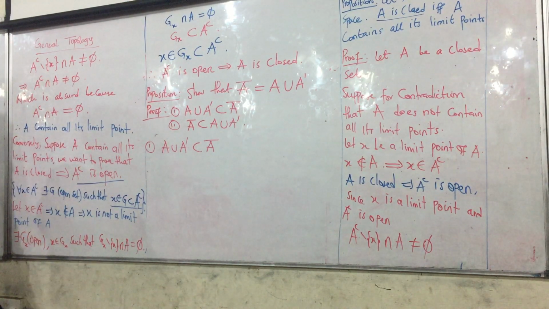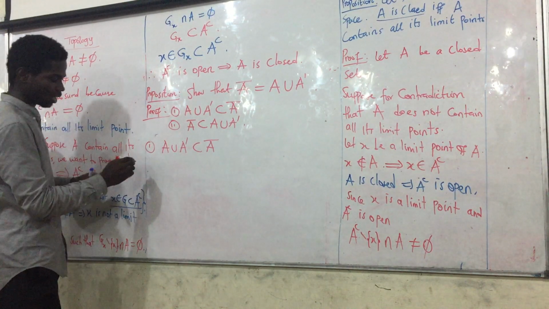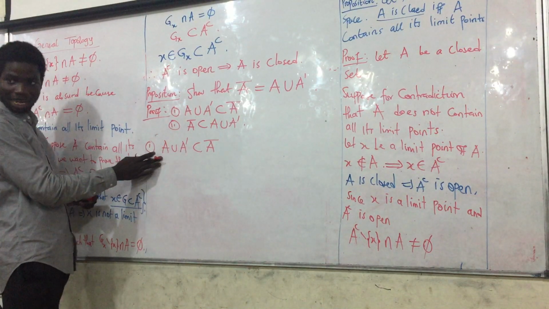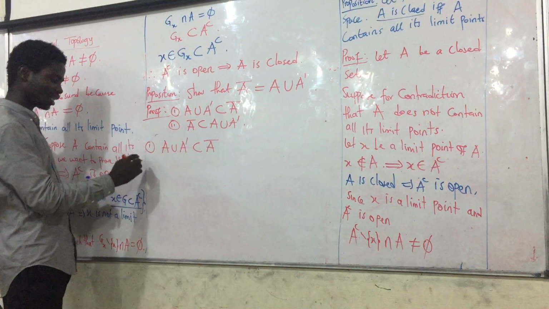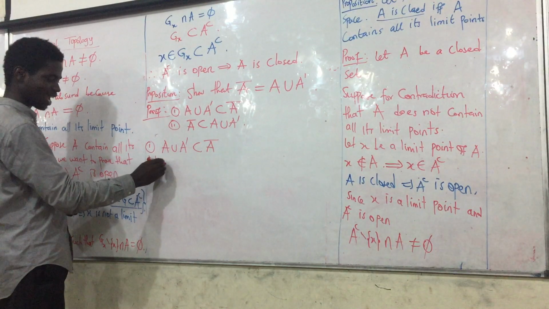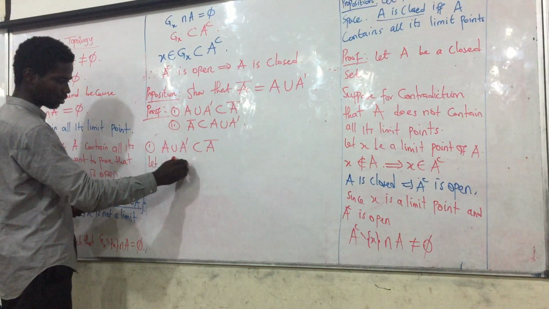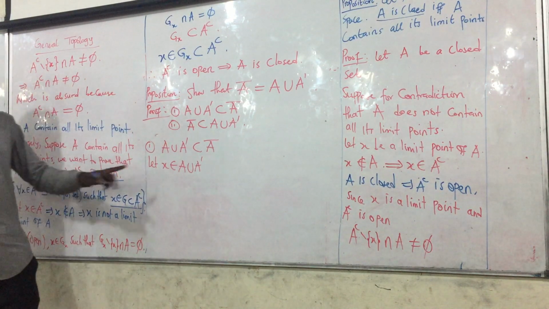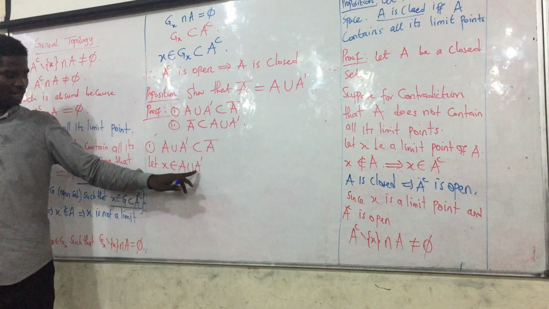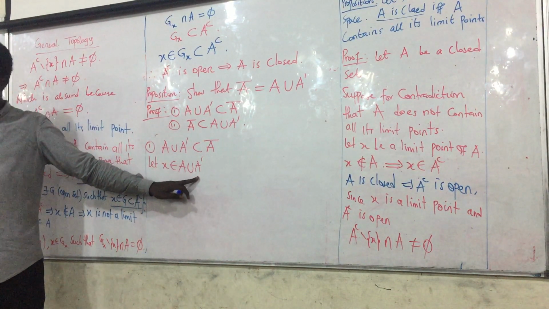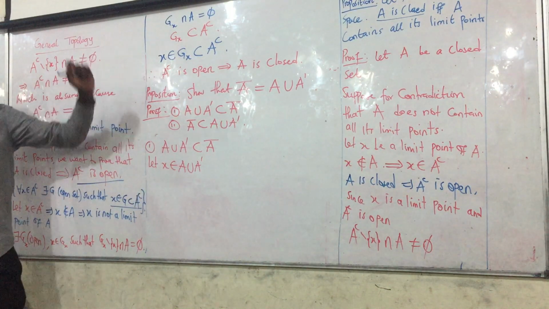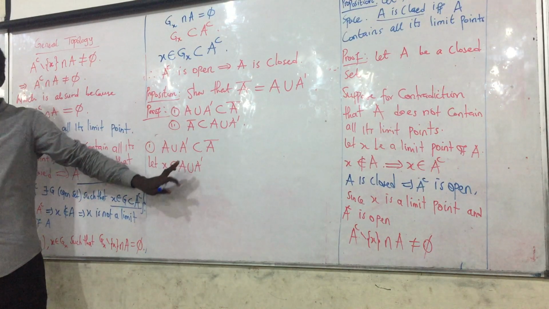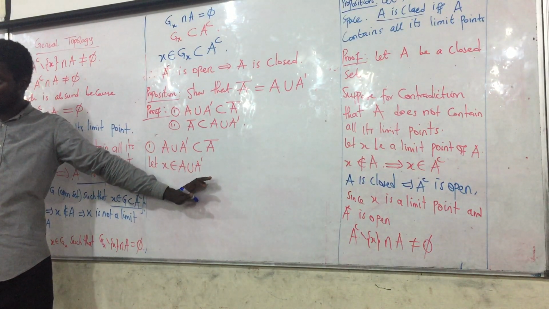How do we do this one? Listen. How do you prove that this one is a subset of this? You take an element here and show that it's inside here. Now, let S be in A union A'. When they say S is in the union, it means that S belongs to A or S belongs to the derived set, isn't it? Yeah.